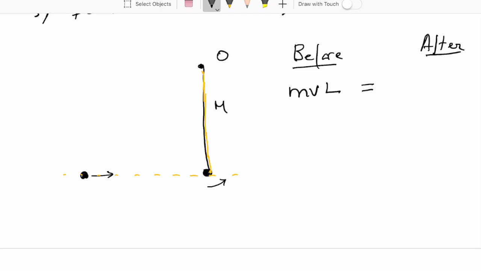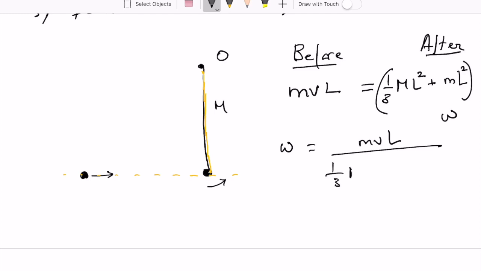So the I of this rod is going to be 1/3 ML squared, and the I of a point mass going in a circle is just going to be little m L squared. And so that's the total I of the system, times omega will give you the angular momentum of the system, right? And so now we can just solve for omega. So omega is going to be mvL divided by 1/3 capital M L squared plus m L squared. And you could probably simplify that a little bit.